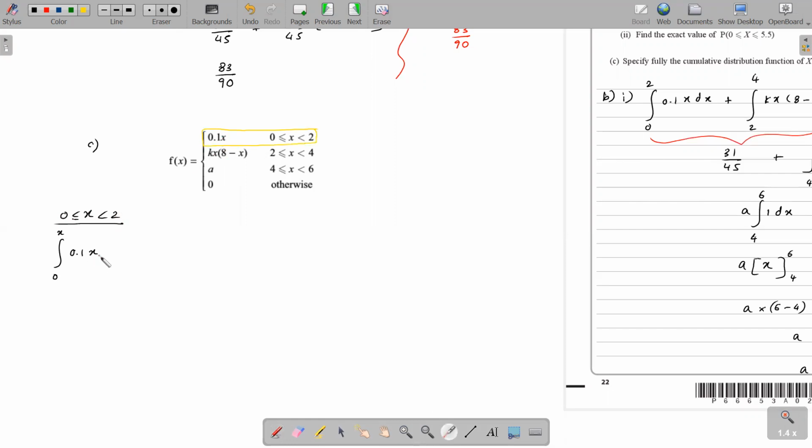So 0.1x is the PDF, so I'm going to integrate it from the lower limit 0, and the upper limit we normally use as x, and x can be any real value between 0 and 2. All right, so the norm here is that when you are using your limit as x, it's better to change the letter here, so that we can see the substitution of x clearly. So when you're using x here, it's better to use another letter, any letter that you prefer.